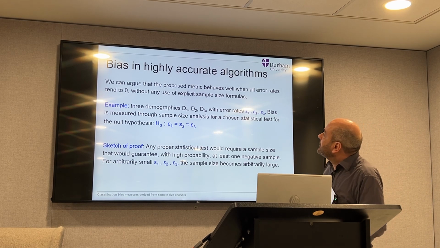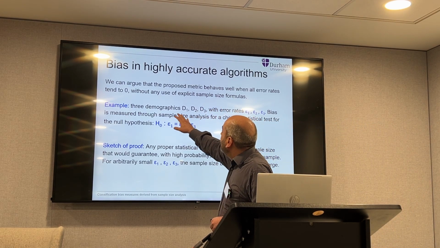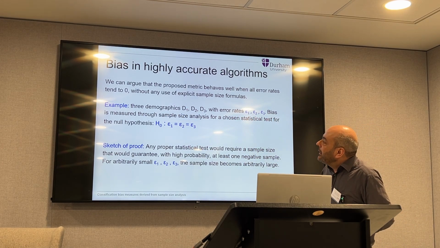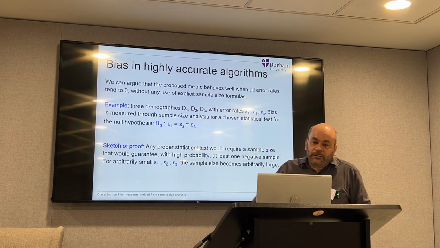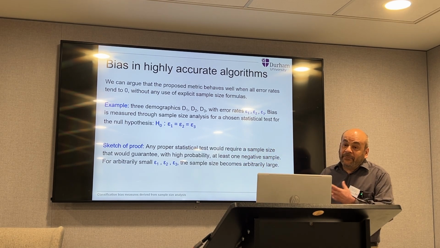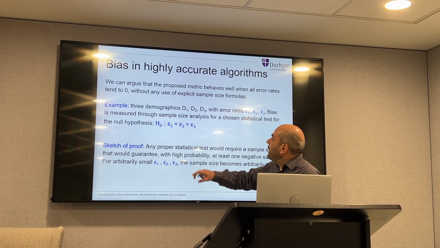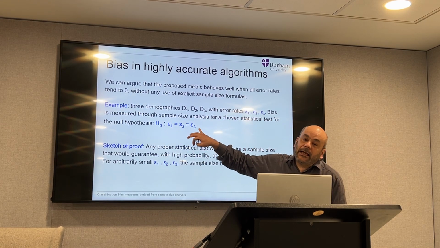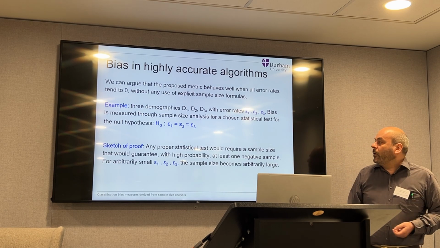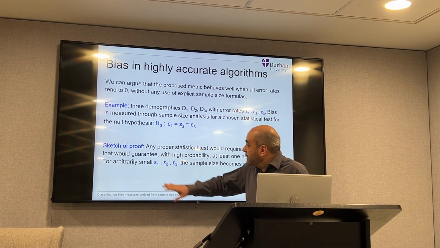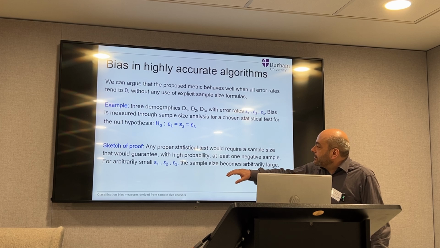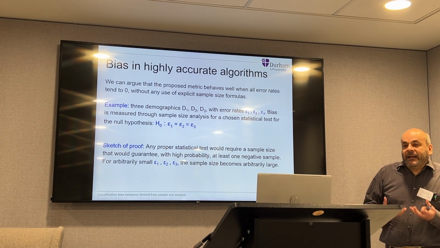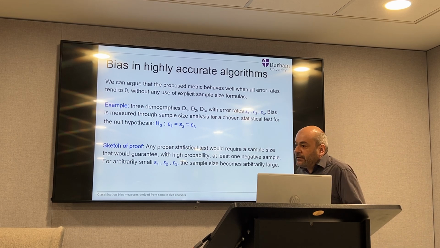So imagine, for example, that we have 3 demographics. The error rates are E1, E2, E3, and I define my bias as something inversely commensurable with the sample size analysis, where the statistical test hypothesis is that the errors are equal. Okay, there is no bias. And the proof is very simple. Okay, the sketch at least, that any proper statistical test should require some negative samples, some misclassifications.